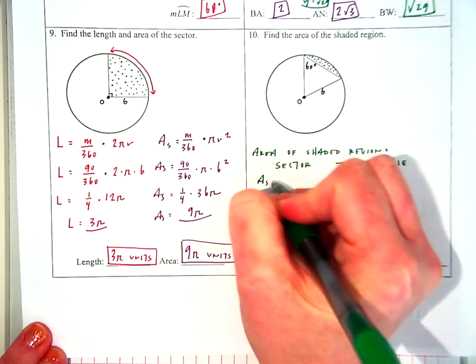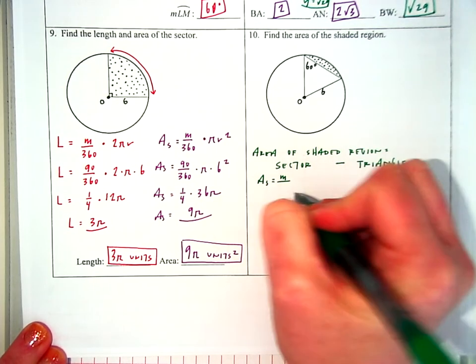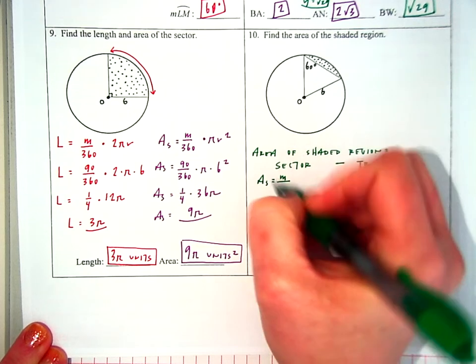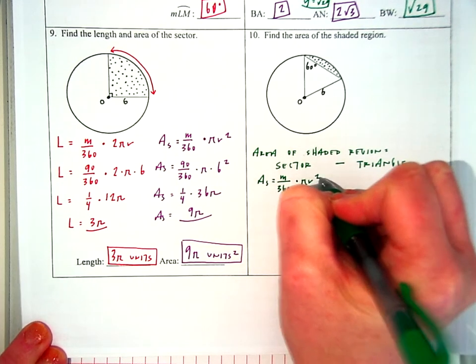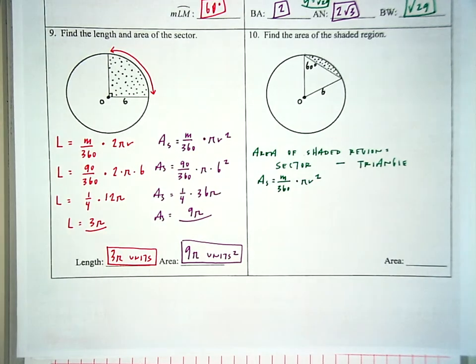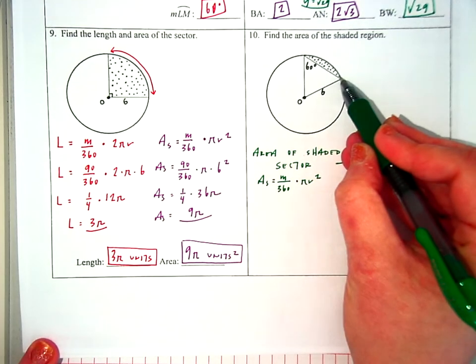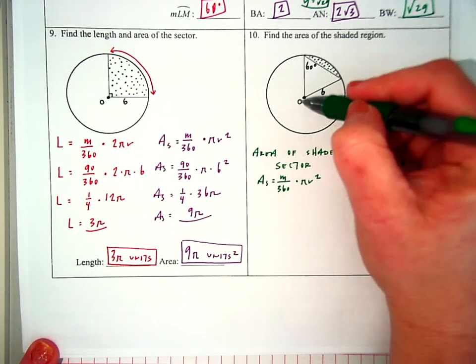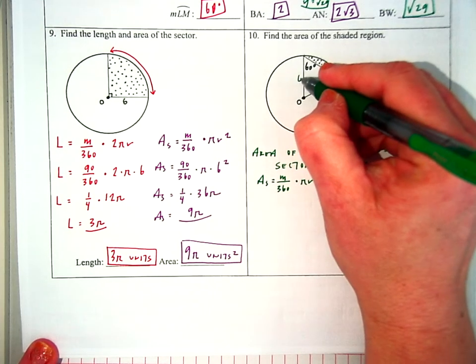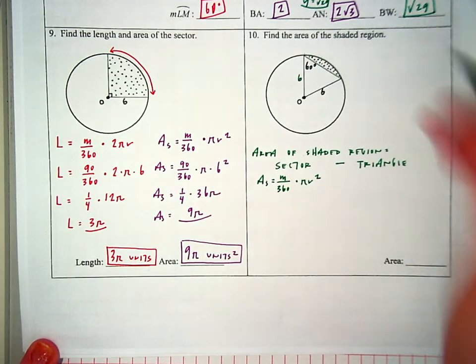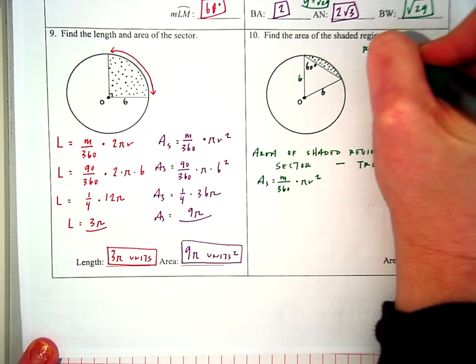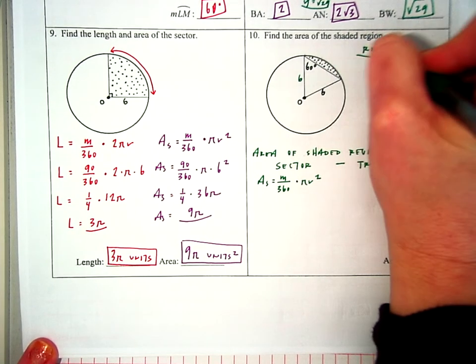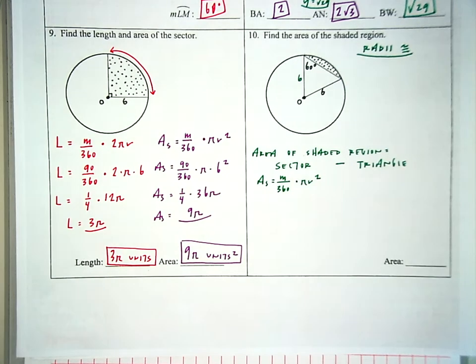So now I need to figure out, well, how do I get to my sector? So the area of my sector is the ratio of degree measure of the arc to the full circle times the area of the circle, pi r squared. So here I see, okay, well, there's a radius. The radius is 6. So I actually know that another radius here has to be 6 also, because I know, again, that my radii, plural for radius, are congruent.